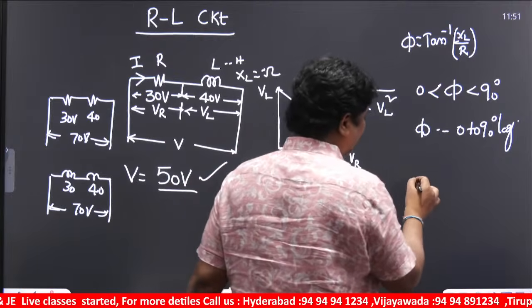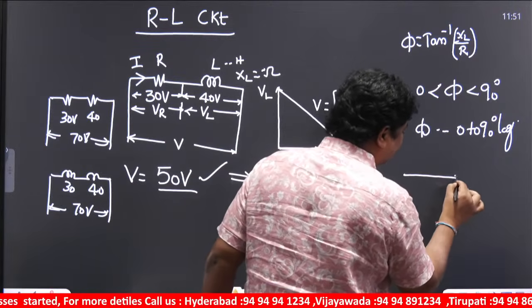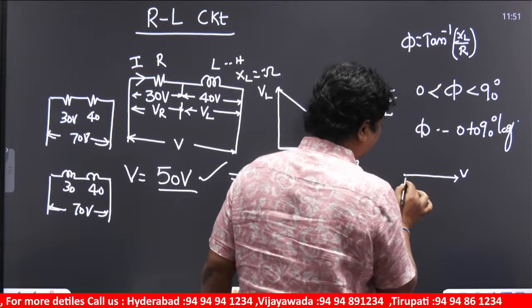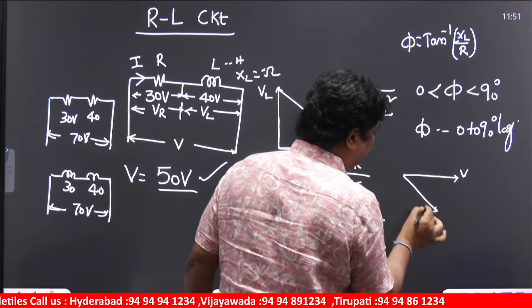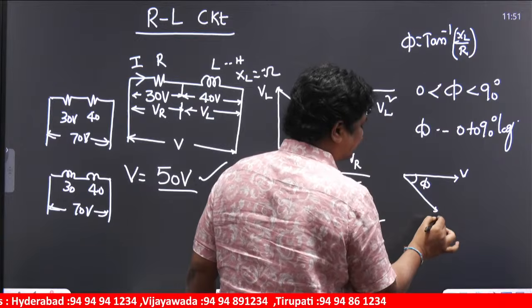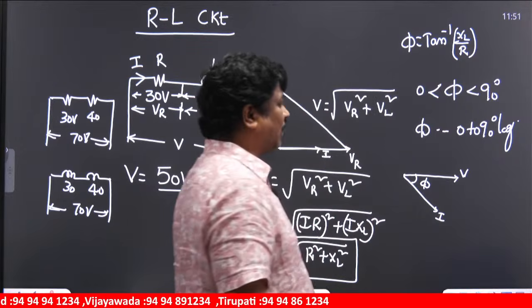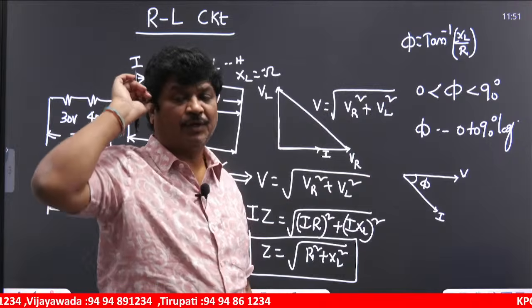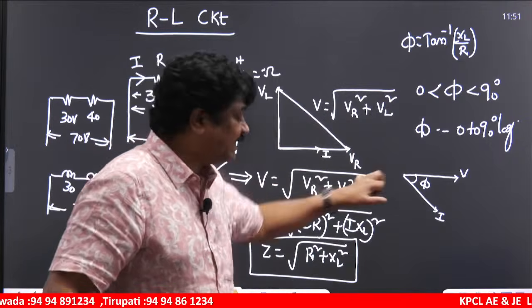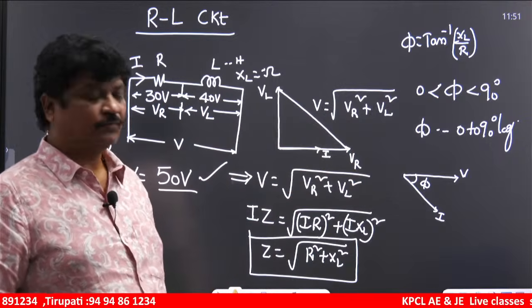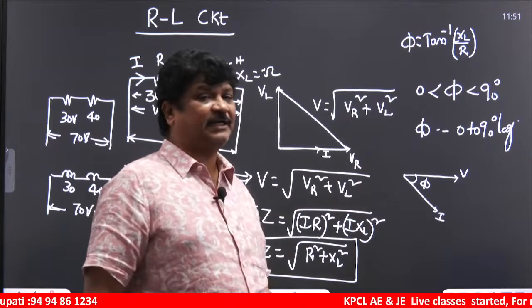Now, suppose your voltage is here, and the current is at some angle phi here. Now, what is the nature of the circuit? What are the nature of the elements present here?